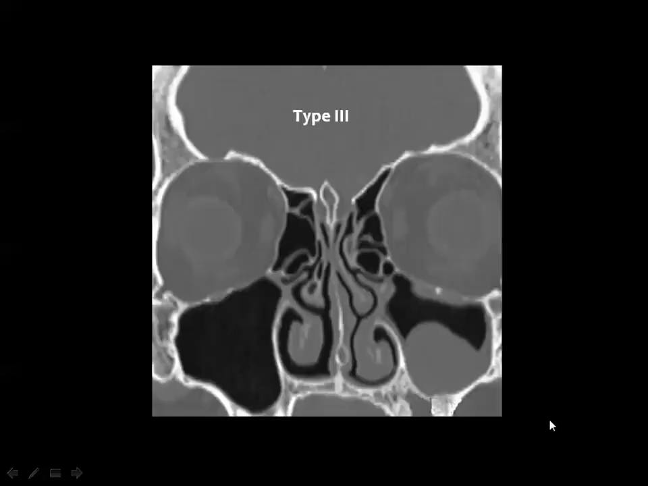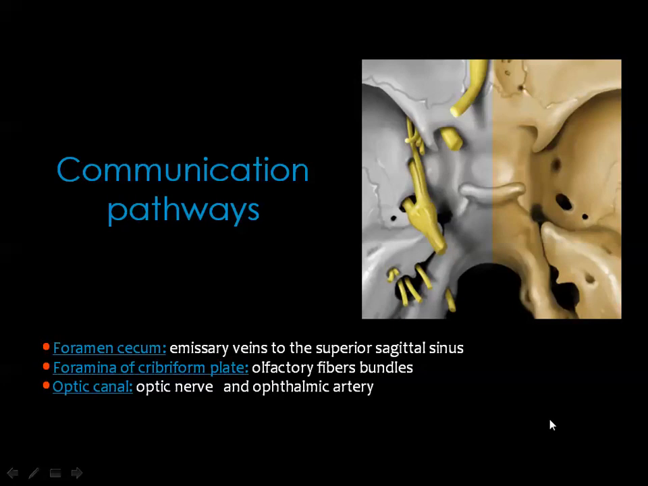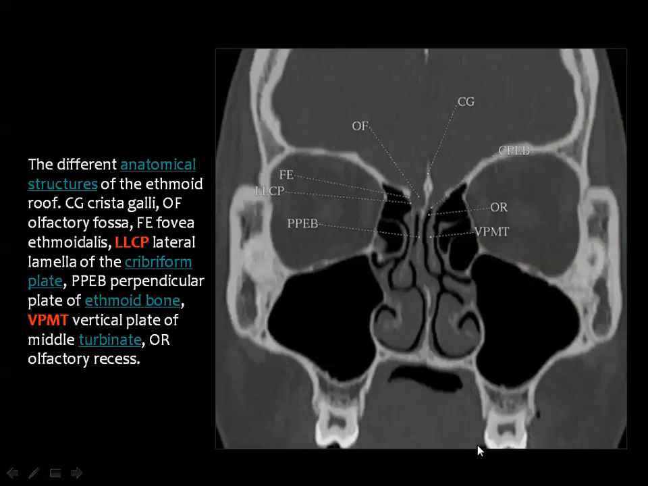Then what are the communication pathways between the intracranial and the extracranial areas? Number one, the foramen cecum, which may contain an emissary vein and usually is obliterated by fibrous tissue. The foramina of the cribriform plate of ethmoids, which transmit the olfactory fibers, and the optic nerve canal, which transmits the optic nerve as well as the ophthalmic artery.